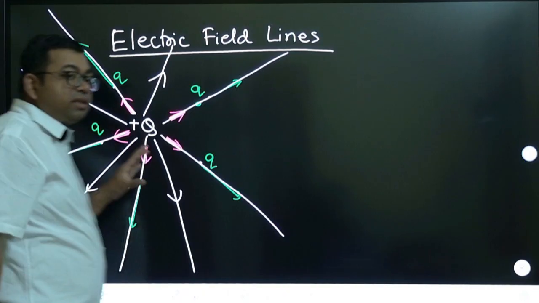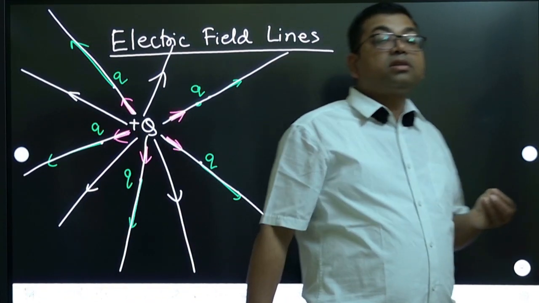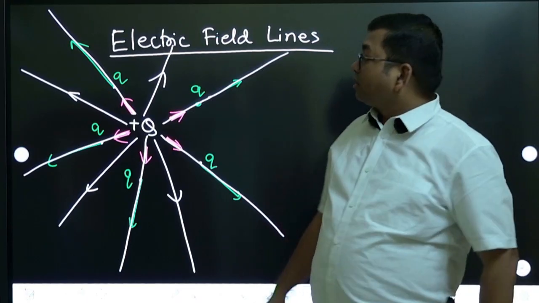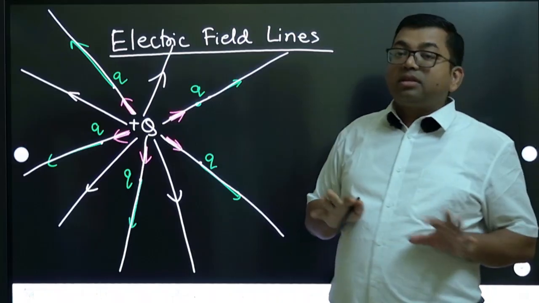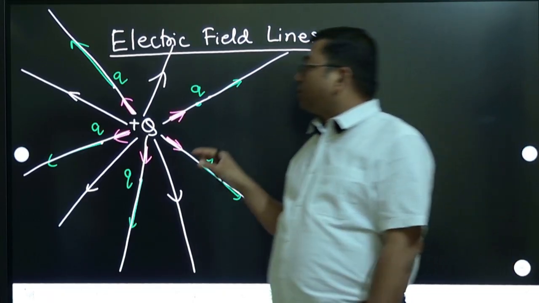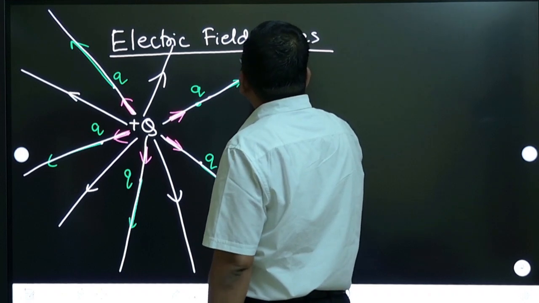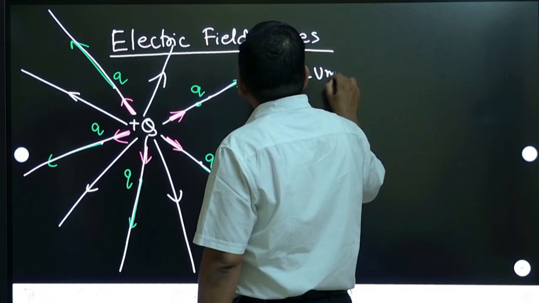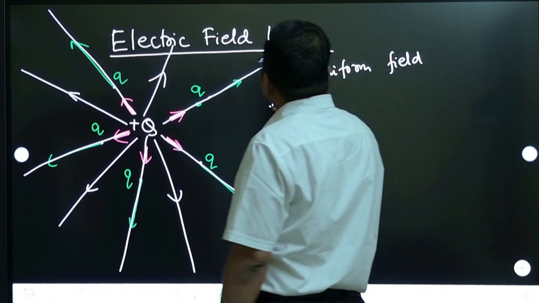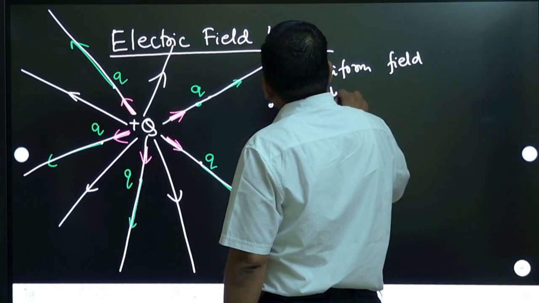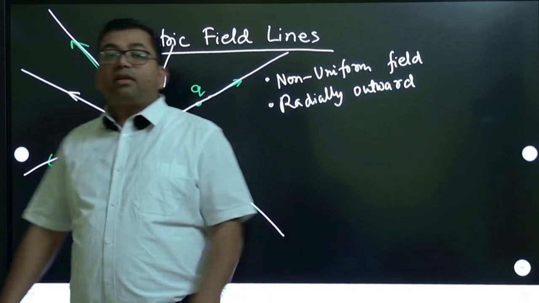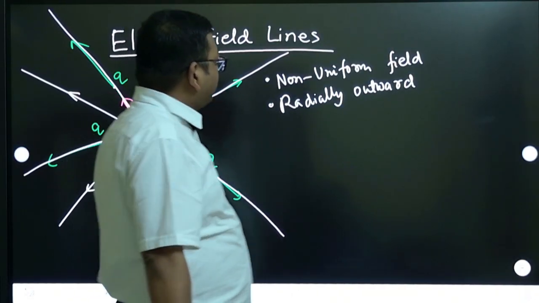These lines are nothing but the direction in which a positive test charge will move. Suppose you keep it here, it will go away, but the value of the field or force will be different. So this field is not uniform, it is non-uniform, and it is going radially outward. Similarly, if I choose a negative charge, the reverse effect will happen.